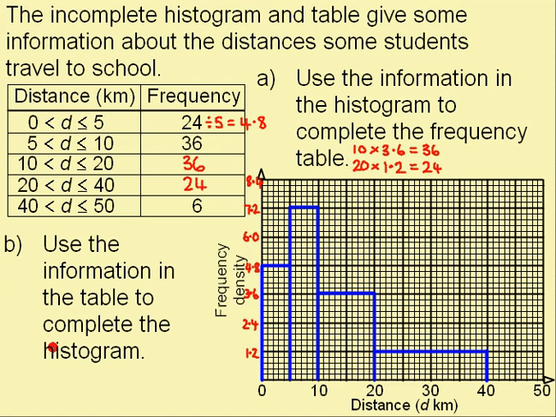Now for part B, I need to use the information in the table to complete the histogram. There's only one bar missing on the histogram, that's the last one. So I need to work out the frequency density for this. The class width is 10, so it's 6 divided by 10, which is 0.6. So I need a bar in between 40 and 50 with a height of 0.6. Now remember, this is 1.2, so 0.6 is going to be exactly half of this. So my bar will look like this. If I tidy this up, my finished histogram looks like this.